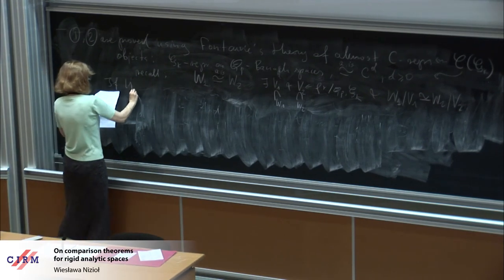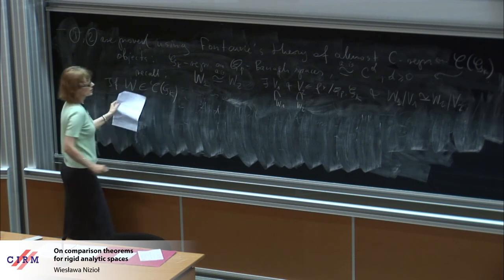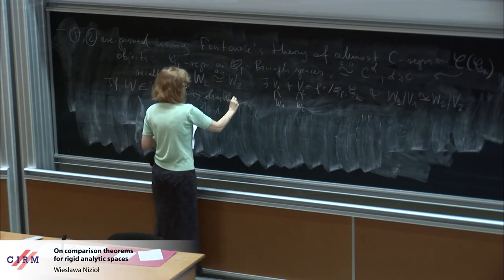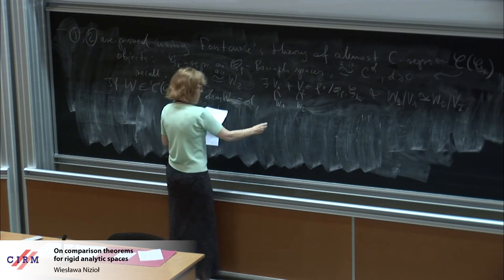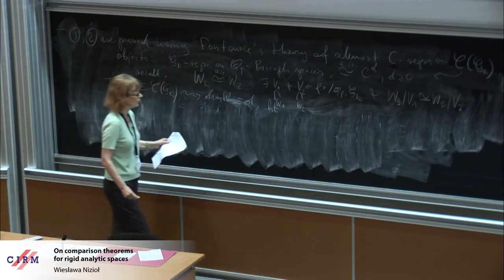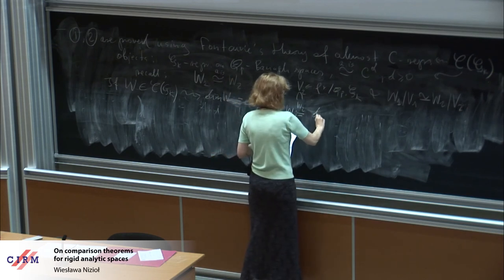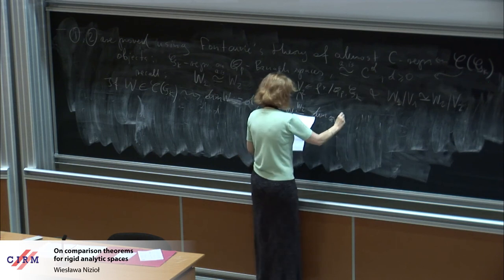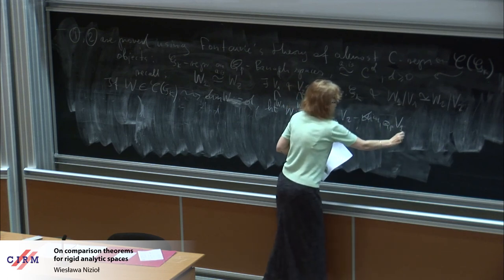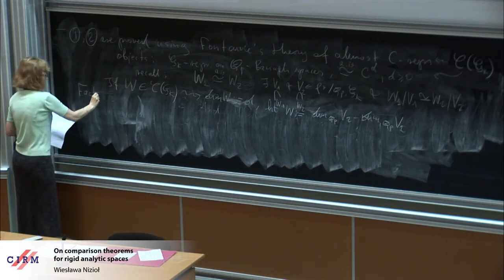So if W belongs to this category and it's almost isomorphic to C^d, then we call d the dimension of W, and there is also a height. If you have an isomorphism to C^d using V1 and V2, then the height of W is, by definition, the Q_p dimension of V2 minus the Q_p dimension of V1. This is also a familiar construction, I suppose. Okay, so let's list facts from this theory.